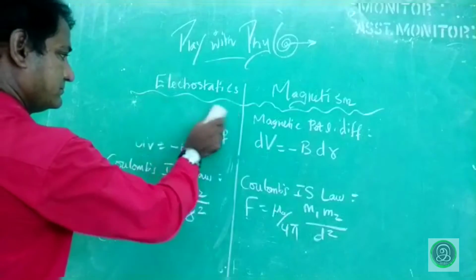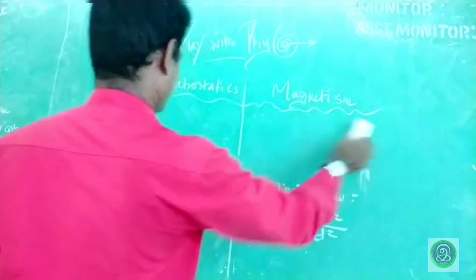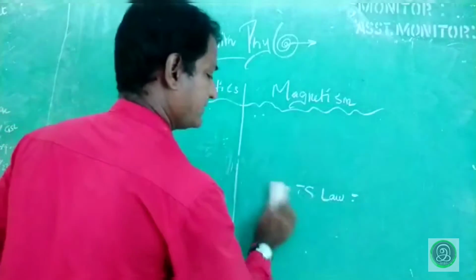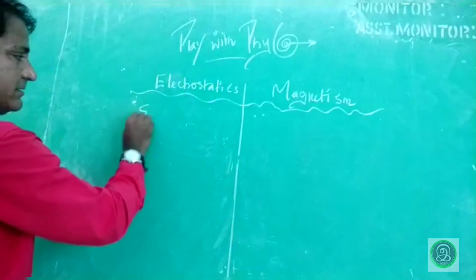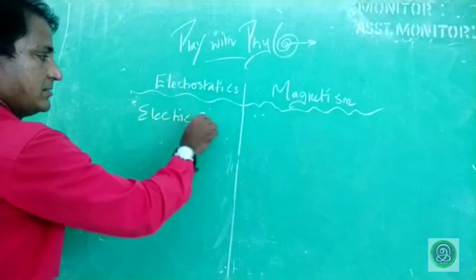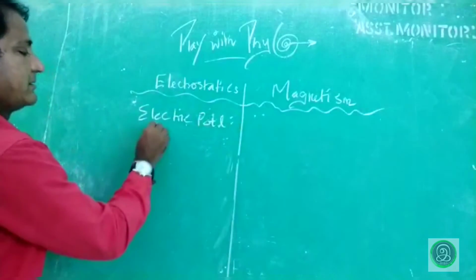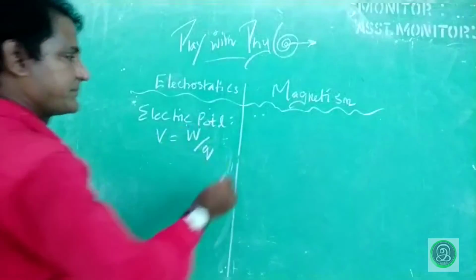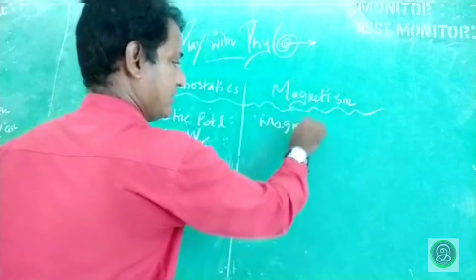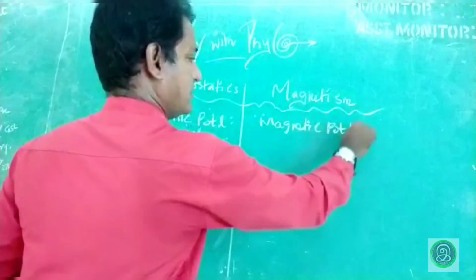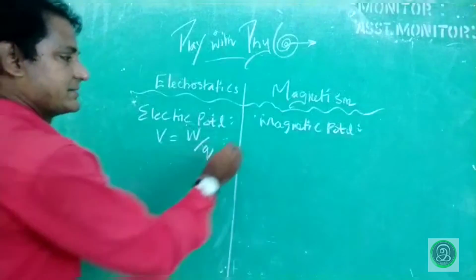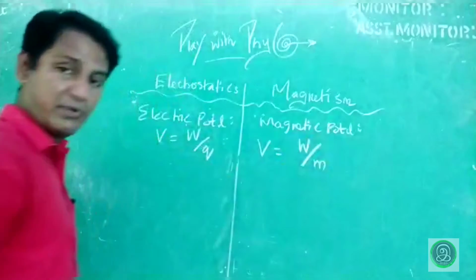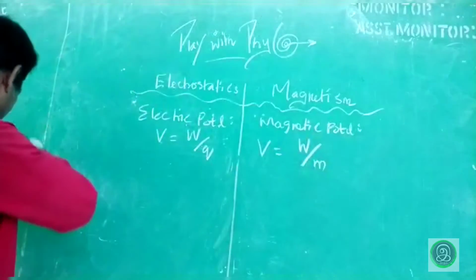Now, I can even write electric potential as V is equal to work done on a unit charge. Here magnetic potential can also be defined as work done on a unit pole strength. On a unit pole strength, right?